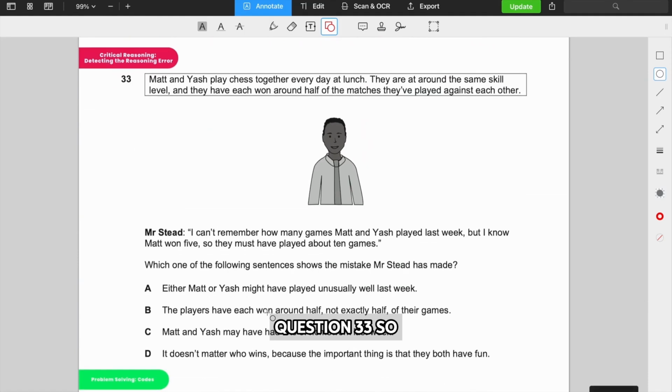Question 33. So what is a mistake Mr. Stead has made? Matt and Yash play chess together every day at lunch. They are at around the same level and they have each won around, so the key word here is around, half of the matches they played. Okay, so Mr. Stead says, I can't remember how many games Matt and Yash played last week, but I know Matt won 5. So they must have played about 10 games.